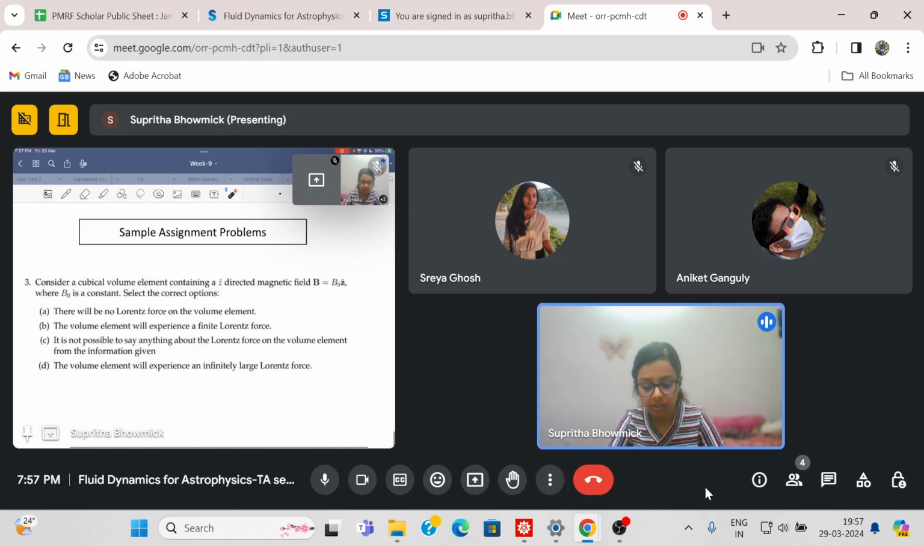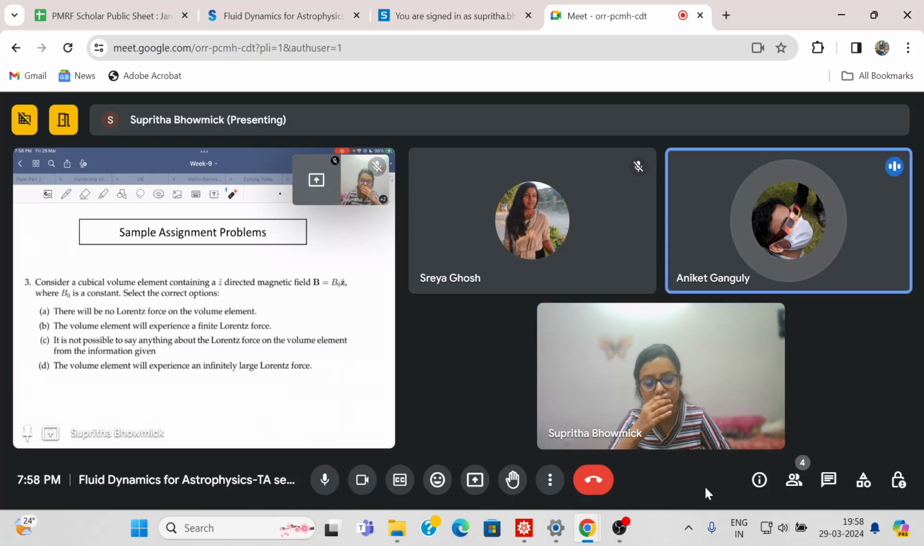All right. Consider a cubical volume element with B along the Z direction, and B0 is a constant. Now we have to select the correct options. There will be no Lorentz force on the volume element. The volume element will experience some finite Lorentz force. It is not possible to say anything about the Lorentz force. The volume element will experience infinitely large Lorentz force.